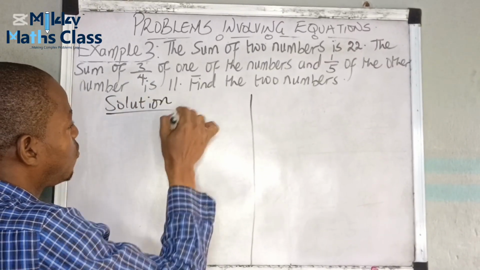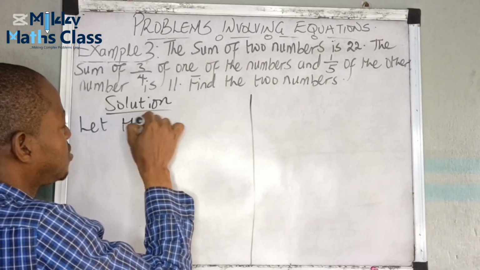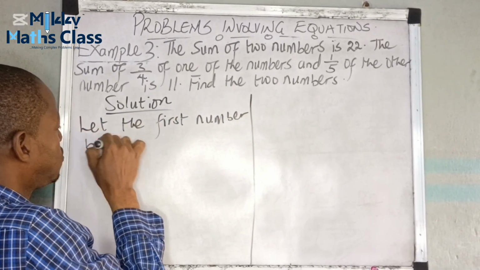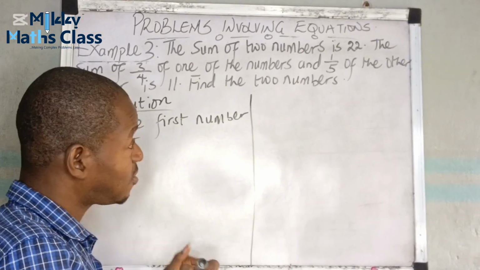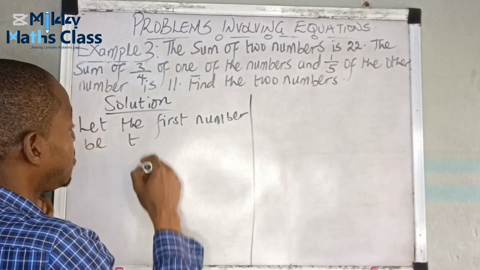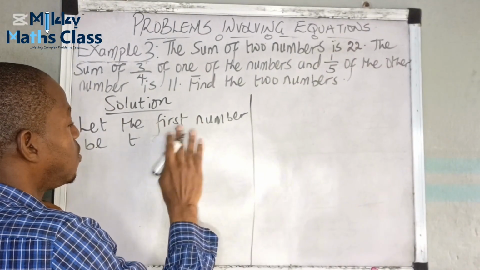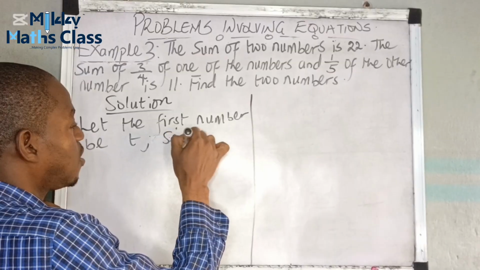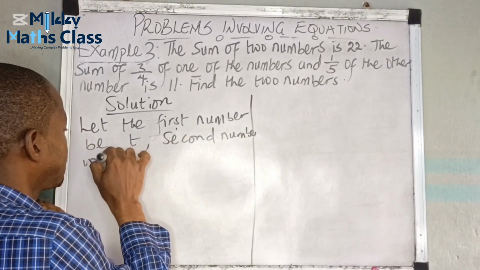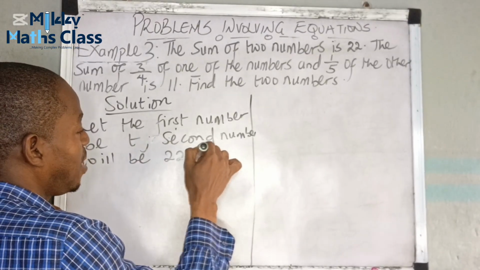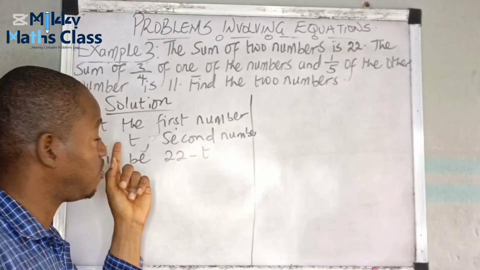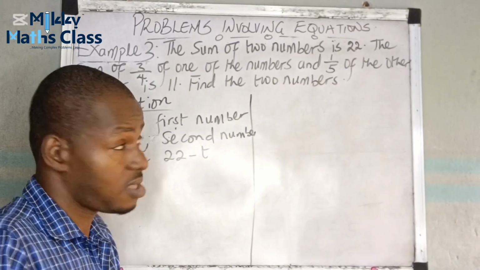interpret what is there. The sum of two numbers: you can say let the first number be t. That's the first number. Because the two of them add to give you 22, it follows that the second number will be 22 minus t, because it is when I subtract this first number from 22 that I will get the second number. I give you an example.